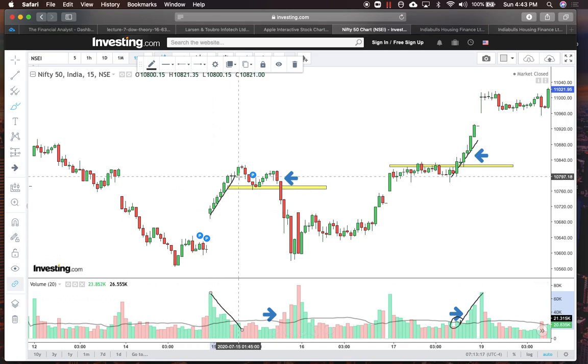People, price is going higher, no doubt, but people are not convinced. There is less and less and less of buying. This means this is not sustainable. Things are about to reverse. Now what happens? There is a fall in the price.